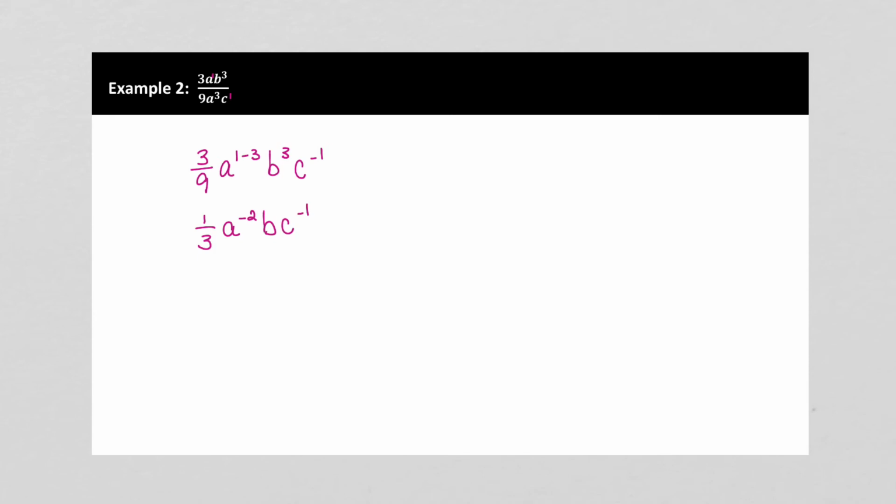And now we can arrange everything correctly. On the top, we could put a 1, but I'm not going to worry about it. The 3 will go on the bottom. A squared will go on the bottom. B, since it has a positive exponent of 1, will go on the top. And c to the negative 1, since it's negative, c will go on the bottom.